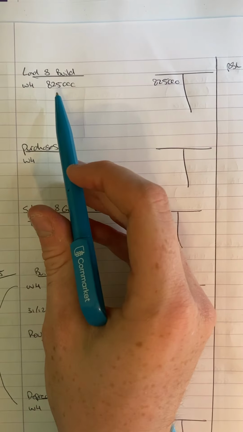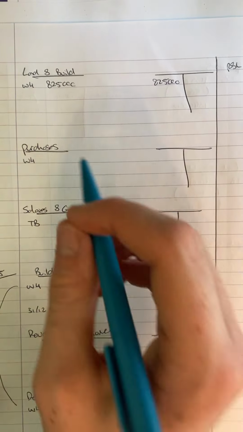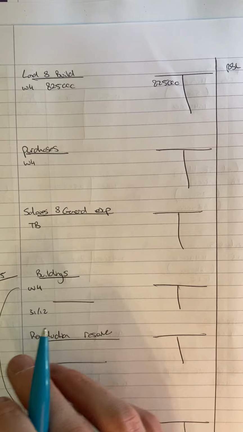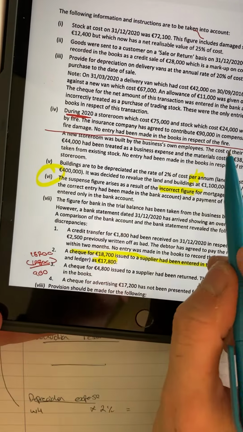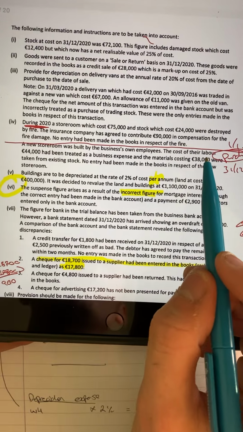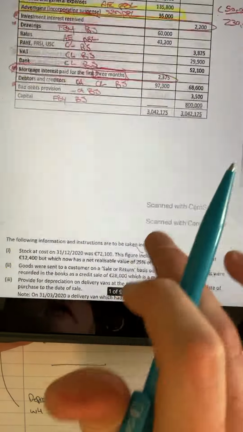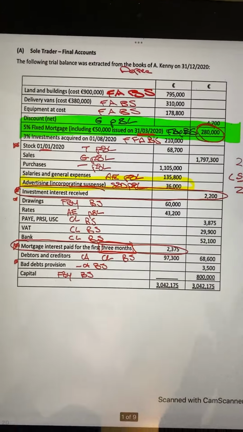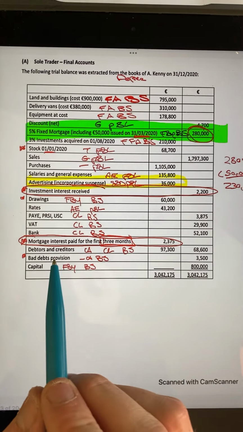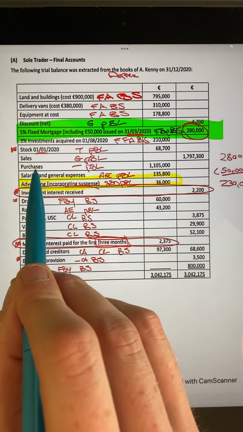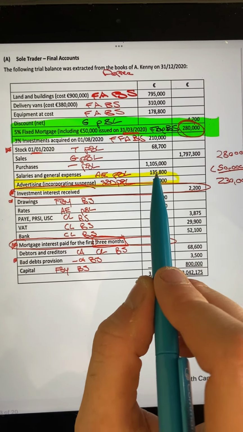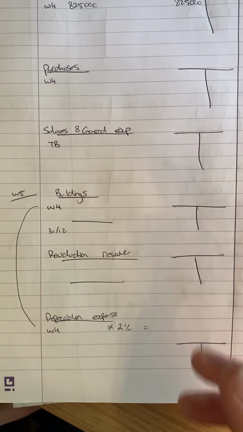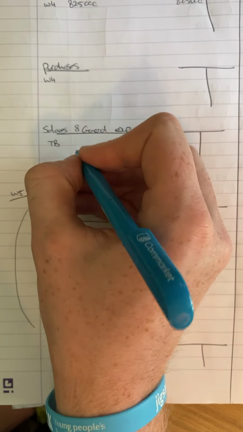Okay, so because the building has been rebuilt, and again I got purchases here, €44,000 has come from labour. So labour, the only item in the trial balance that labour could be considered an expense would be salaries and general expenses, which would be here. So 135,800. Because the labour is coming out of this amount, I'm going to open salaries and general expenses, and I'm going to get the trial balance figure there to be 135,800.